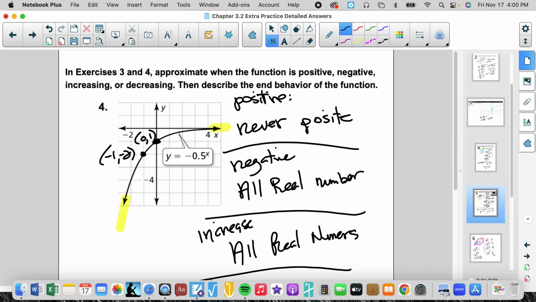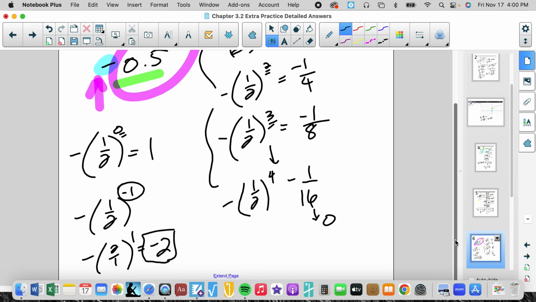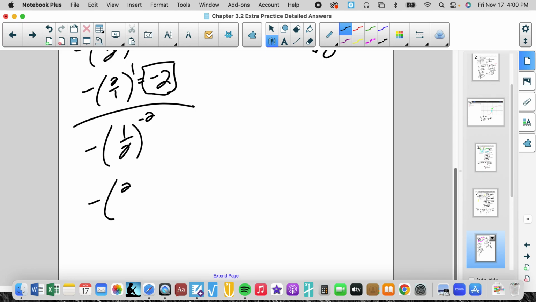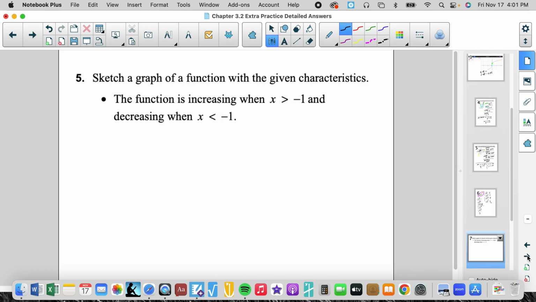Hopefully you see that. But notice, we're never going to get to 0. If we increase our negative exponents, if we do negative 2, first we have to get rid of the negative exponent by flipping the fraction. 2 to the 2nd is 4, so we get negative 4. So when we plug in negative 2 for x, we actually get a bigger negative. We're never going to get to 0. So that's what that problem deals with. I know that was a big time tangent. Sorry. Sketch a graph of a function with the given characteristics.